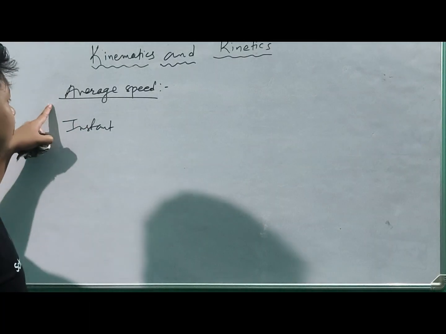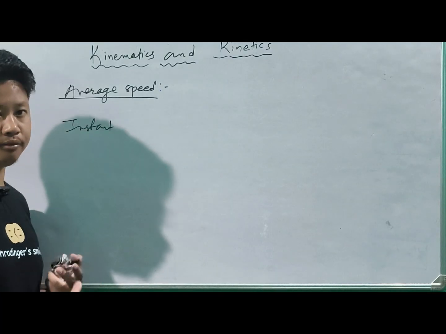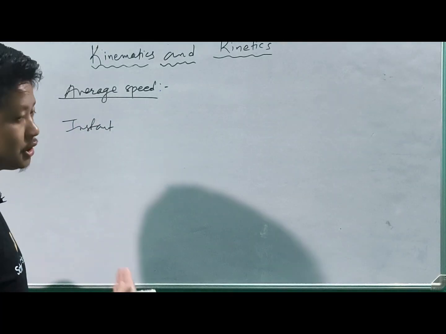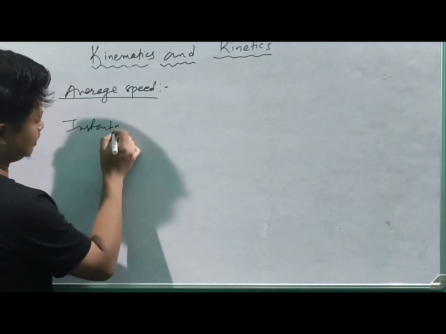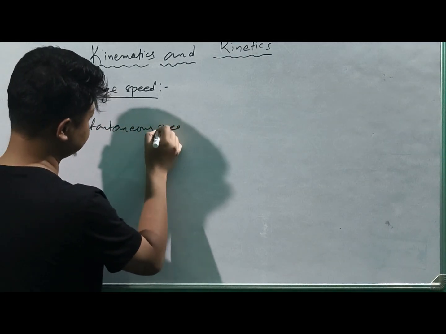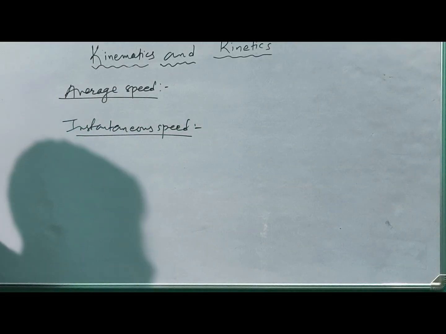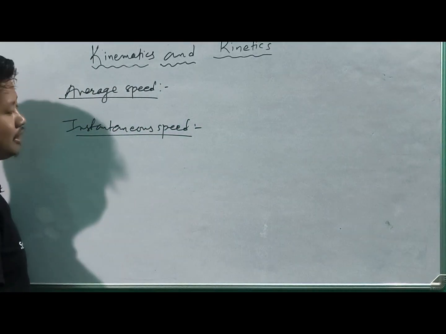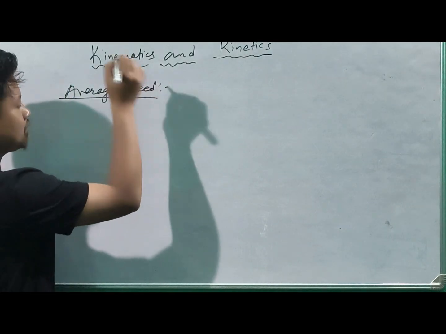But why do we need average speed and instantaneous speed? Sometimes, according to the situation, we have to find the average value of the speed, and sometimes we have the instantaneous speed. That we will discuss one by one. So how to find the average speed? Let us first go with the average speed.